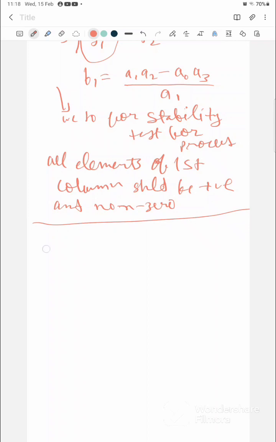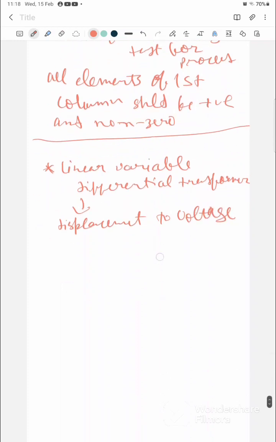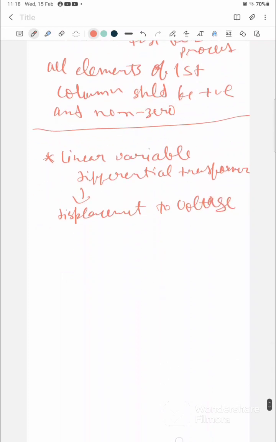Linear variable differential transformer is used to convert displacement to voltage.